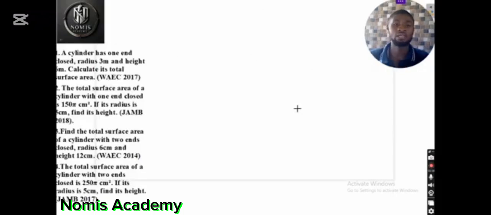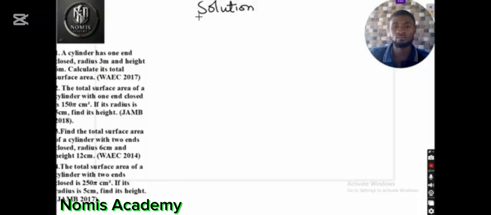Now take a look at this example. Example number 1. A cylinder has one end closed, radius 3 meter and height 6 meter. Calculate its total surface area. This is a WAEC past question 2017. So let's see how simple WAEC questions could be.